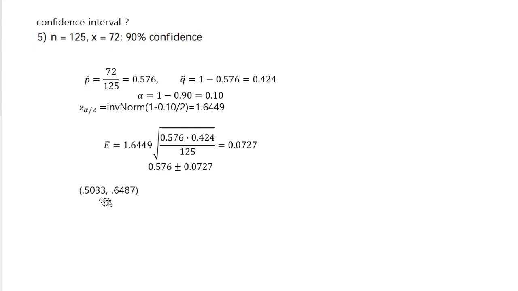Okay, and then intervals are written as two numbers. The smaller number should always appear first, and then the big number. So that's our confidence interval. Or sometimes you may have to write it in this form.